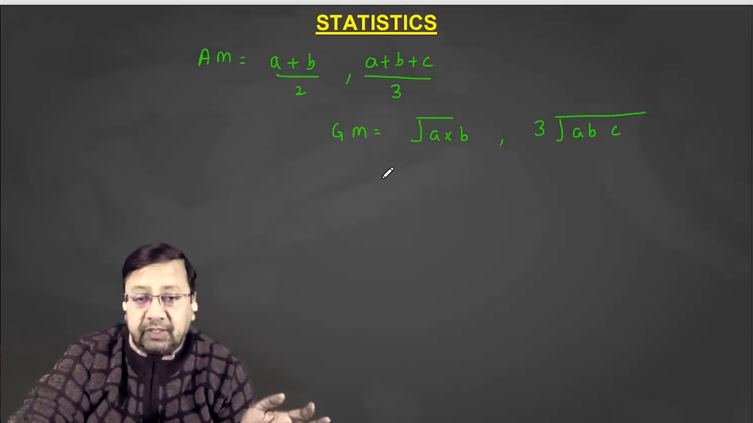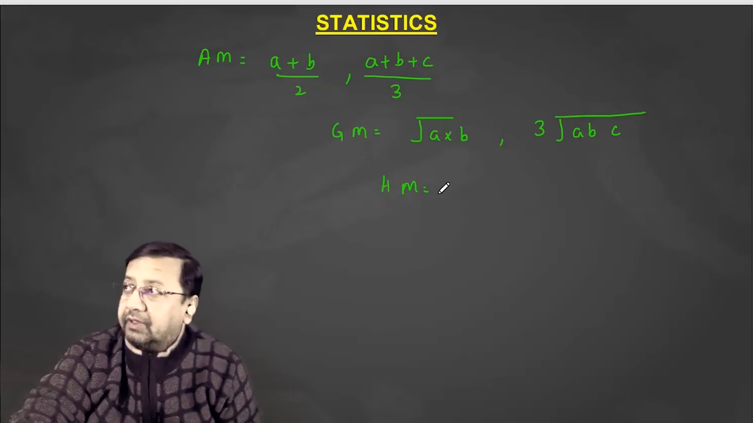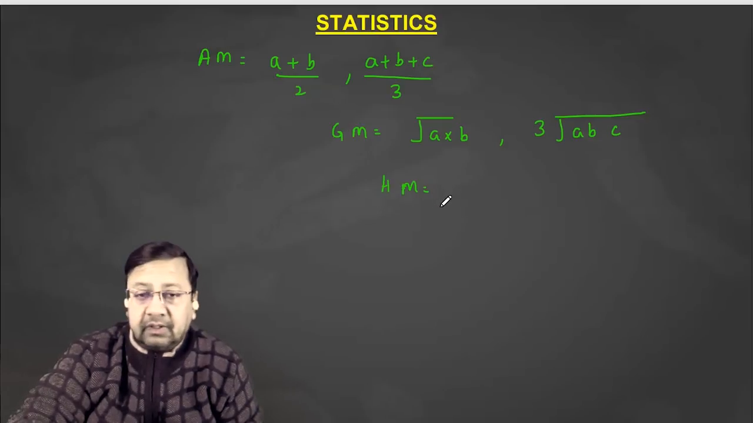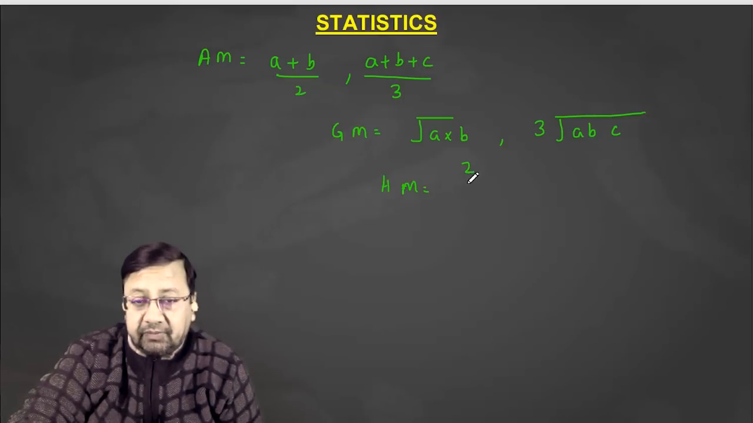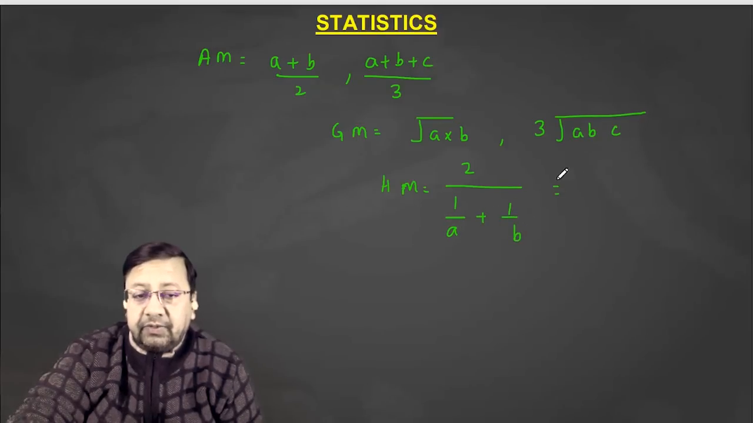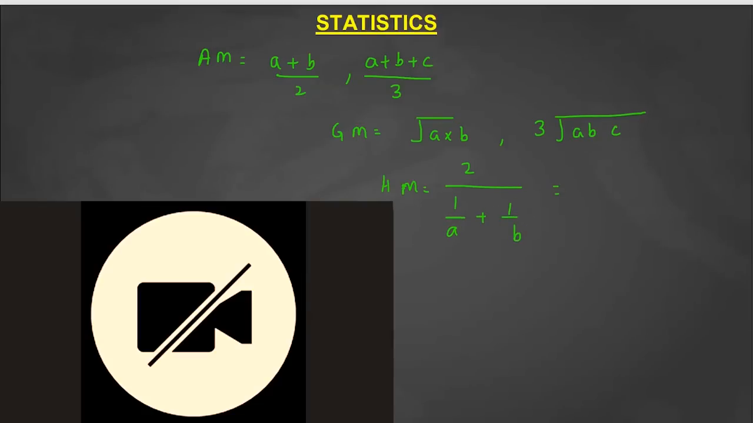And what is the harmonic mean? The harmonic mean is the count of the numbers divided by the sum of their reciprocals. Can you simplify this? What is the value you are getting here?